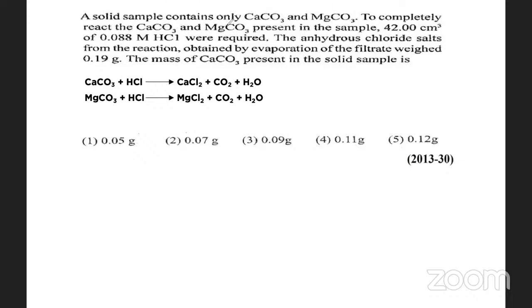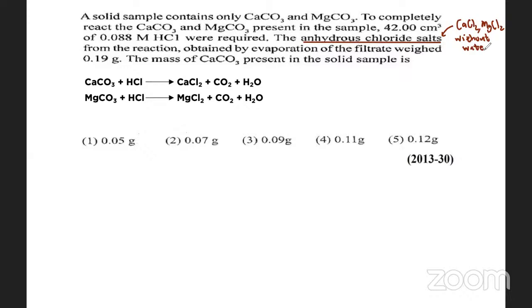To completely react calcium carbonate and magnesium carbonate present in the sample, 42 centimeter cube of 0.08 mole per decimeter cube HCl were required. The anhydrous chloride salts from the reaction, these two, okay, chloride salts means these two salts. So when you say anhydrous chloride salts, who are they? Anhydrous means without water. So this is calcium chloride and magnesium chloride, without water, because during reactions water is produced.